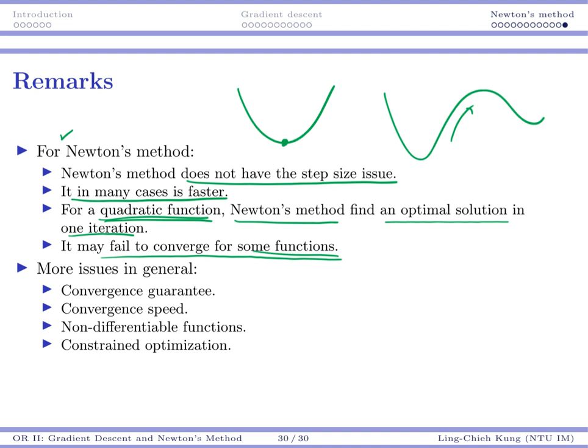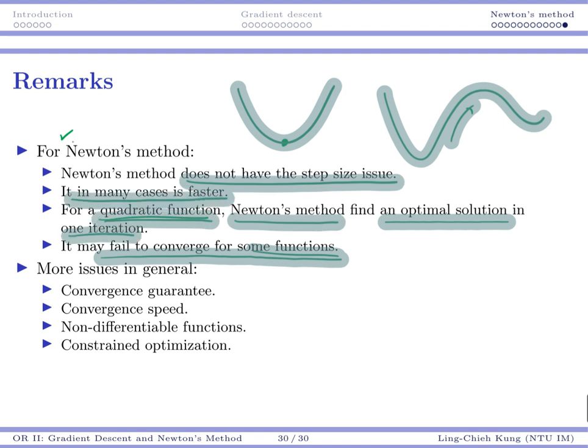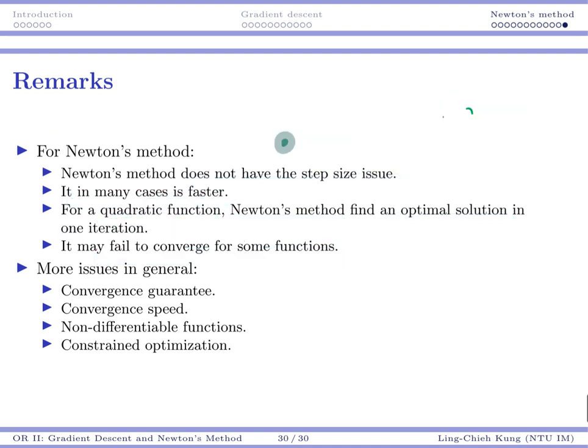So a general rule of thumb for Newton's method is that if your function looks nice, if you know it has a downward curvature, then Newton's method may actually get to your optimal solution faster because it uses more information. It uses the second order information. But because there is no step size issue, it's harder to control the process of Newton's method. Okay, so there are some good things, there are some bad things. For different situations, you may use different algorithms. There are certainly more issues in general.